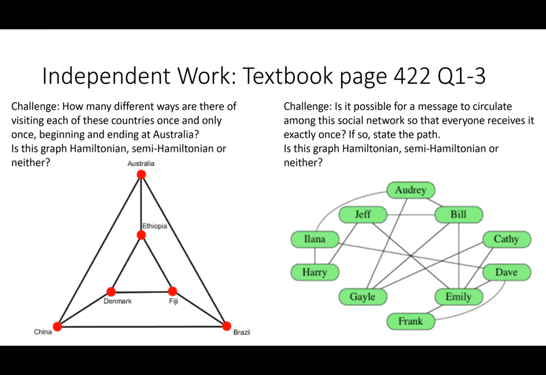Your other challenge is to prove if that little text message chain thing is Hamiltonian, semi-Hamiltonian, or either. But also, can you go to page 422 and do question 1, 2, and 3? And that'll be us for today. How long do we have? Less than 20 minutes. Can I quickly go to the bathroom?